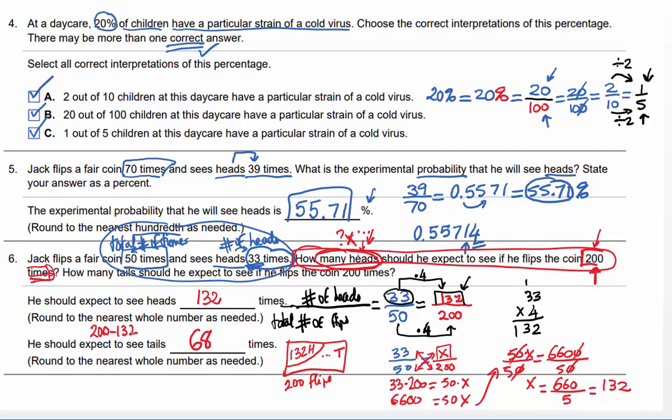So sorry about setting up my proportion incorrectly. I hope you realize that it's the same as the one above, and you do not know what's inside over here. You do not know that it's 132, so you call that X until you find what X is. Okay, so let's wrap this one up and do the next bunch.